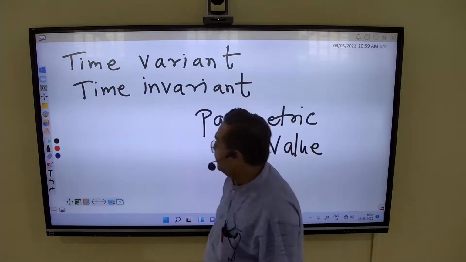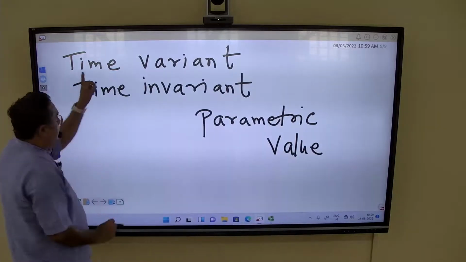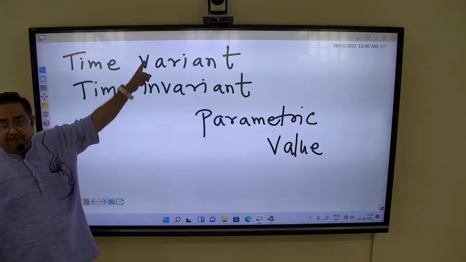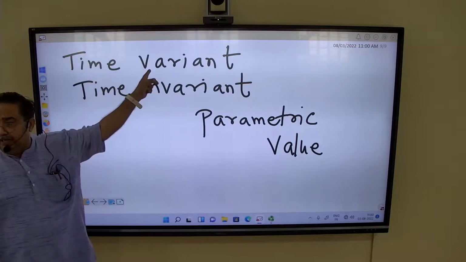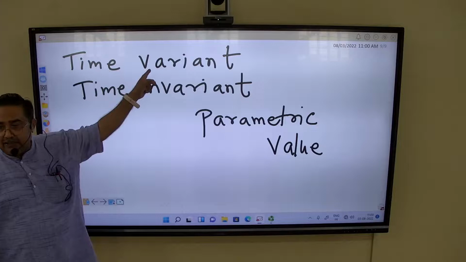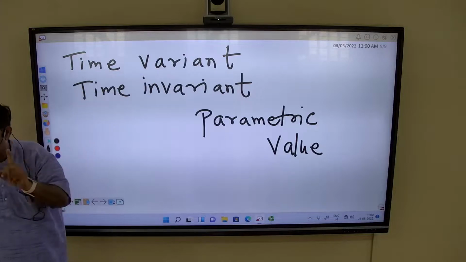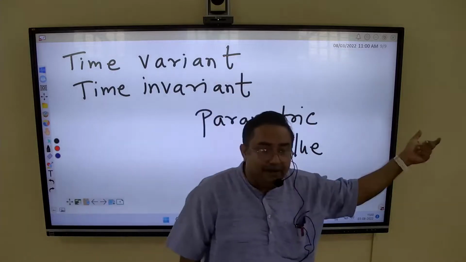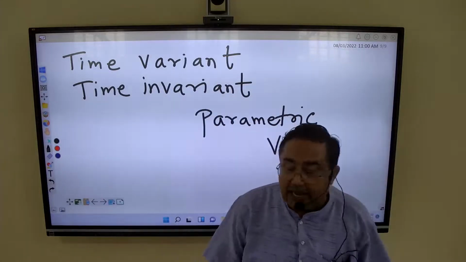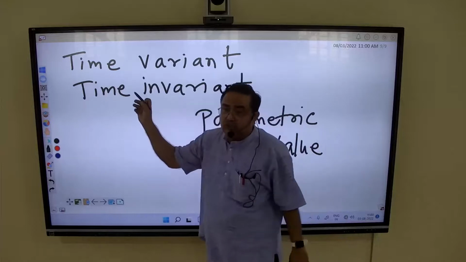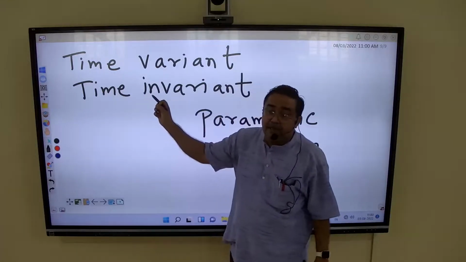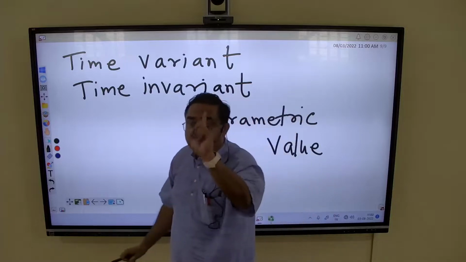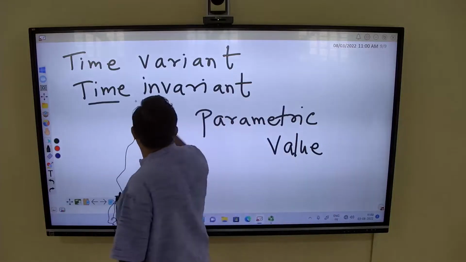So let us say, first of all I will give you the definition. If the parametric value of any device or element changes with time, the device is called a time variant system, or the element is called a time variant element. And if the parametric value of the device or system remains unchanged with respect to time, it is called a time invariant system.